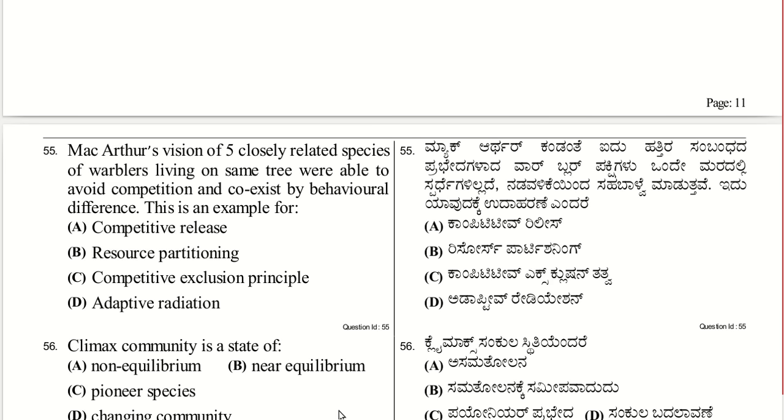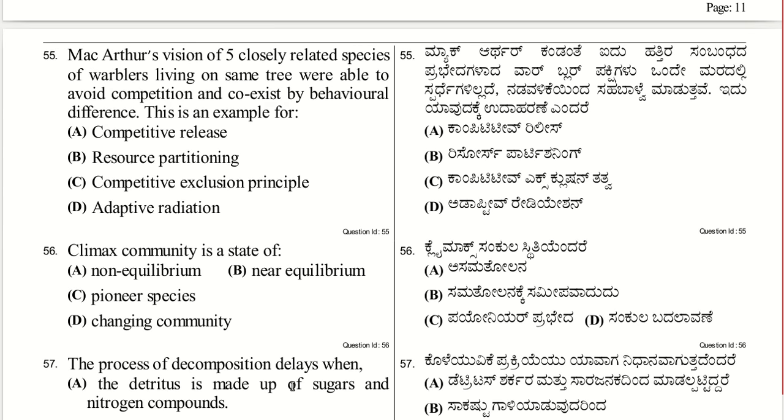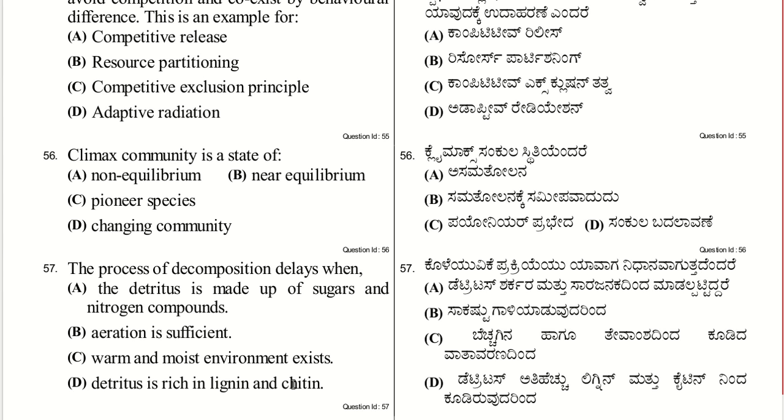Climax community is a state of non-equilibrium, near equilibrium. So near equilibrium is the right answer. Climax community is a state of near equilibrium. So B is the right answer. 57, the process of decomposition delays when the detritus is made up of sugars and nitrogen compounds, or aeration is sufficient, or warm and moist environment exists, or detritus is rich in lignin and chitin. So the process of decomposition delays only when the detritus is rich in lignin and chitin. So 57th, D is the answer.